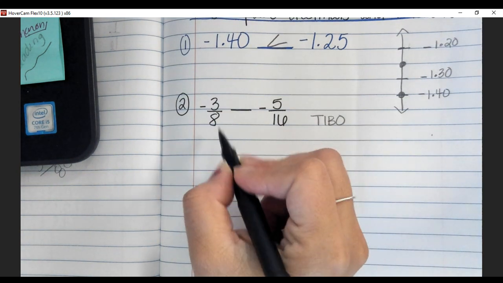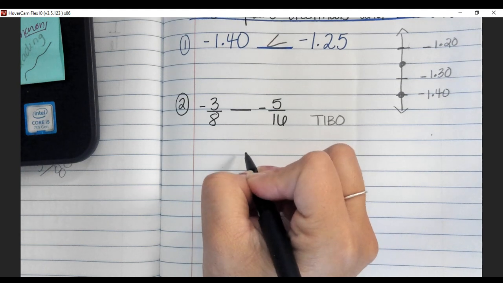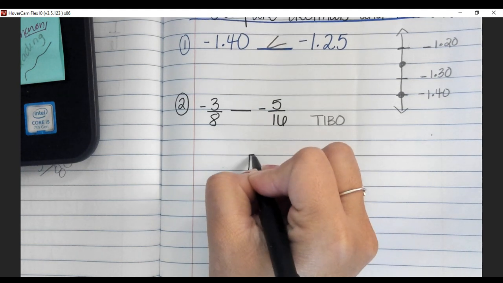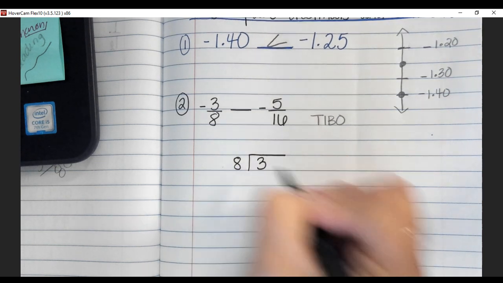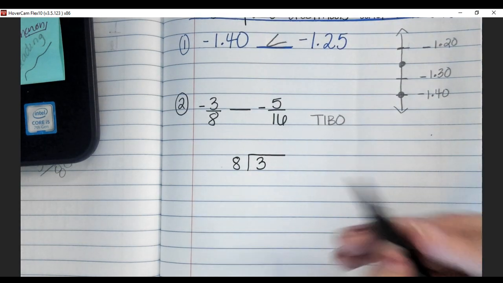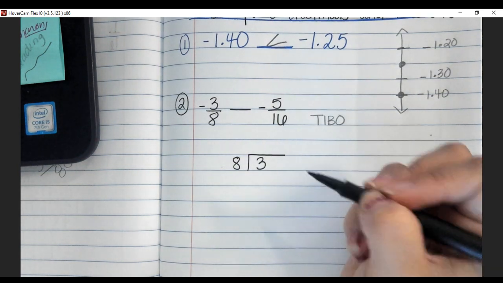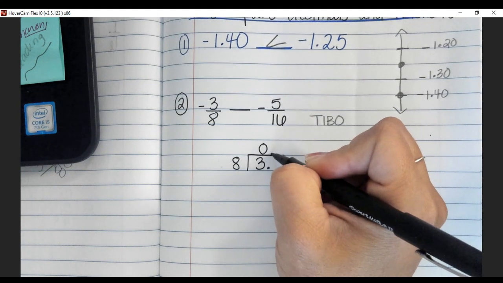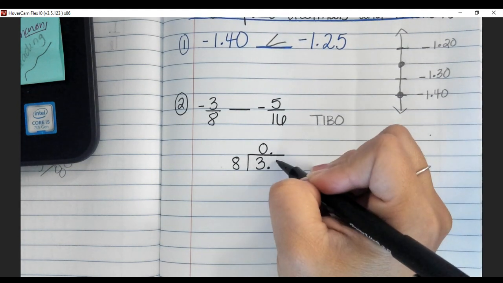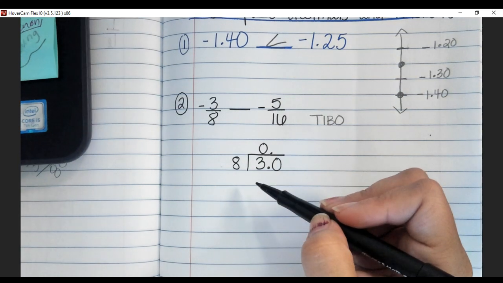So I have negative 3/8, and I'm going to convert that to a decimal. So I have top in, bottom out. So I have 8, and then I have 3. So then I'm going to do, just like I would division, how many groups of 8 are in 3? There are 0. I'm going to put that decimal, and then I'm going to add that 0. So now, how many groups of 8 are in 30?